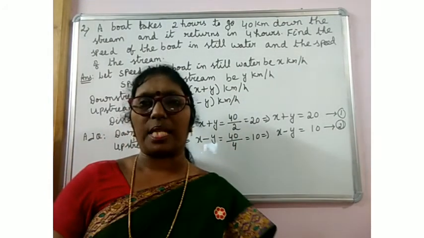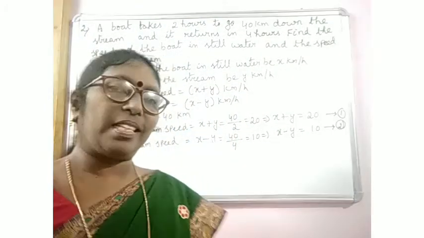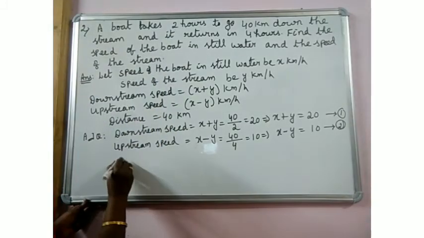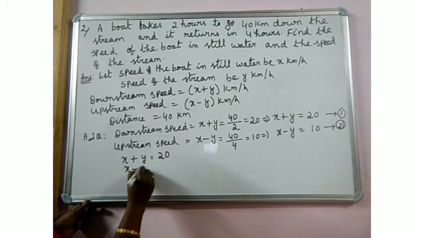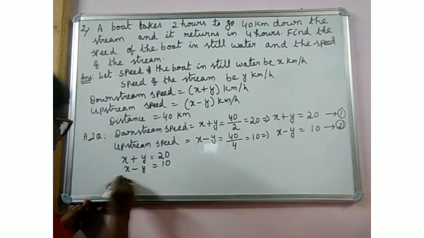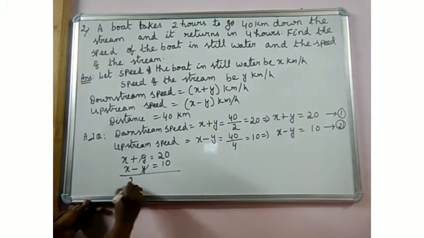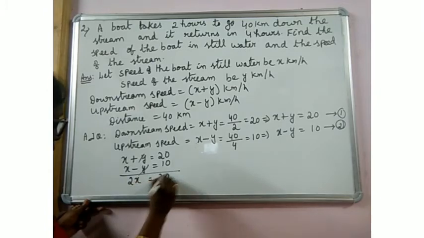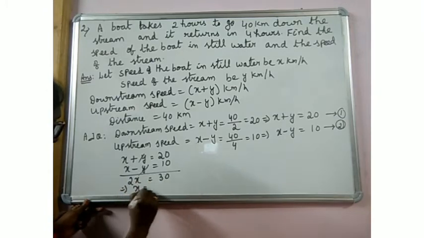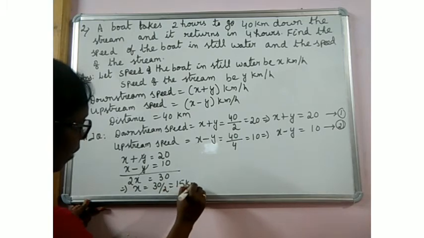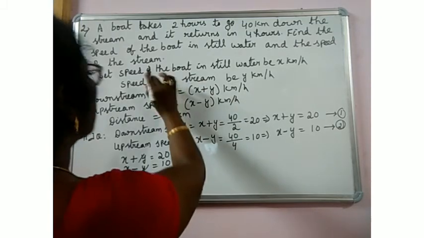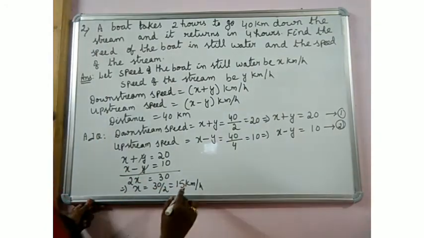So now we got two simultaneous equations. Let us solve them. X plus y is equal to 20. X minus y is equal to 10. Plus y minus y cancels. 2x is equal to 30 or x is equal to 30 by 2, that is 15 km per hour. X means speed of the boat in still water we got.